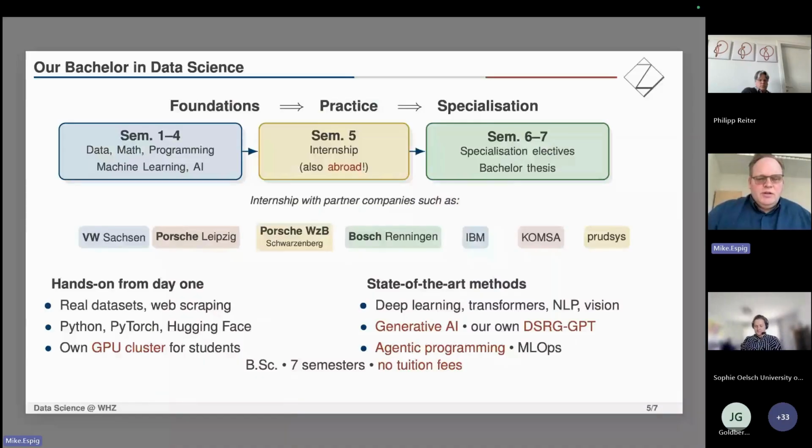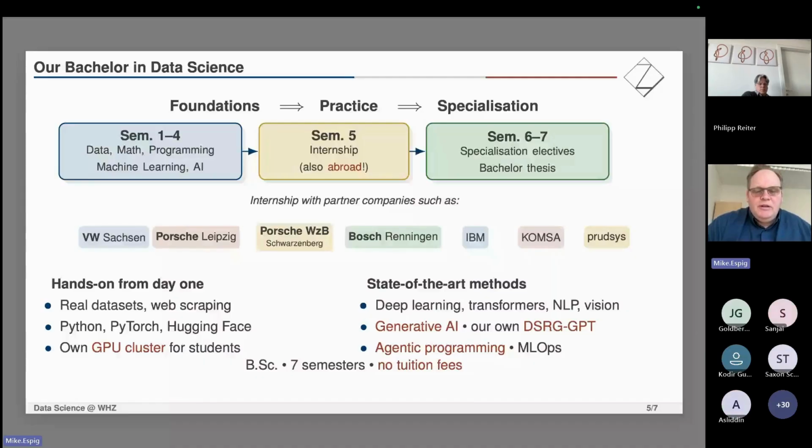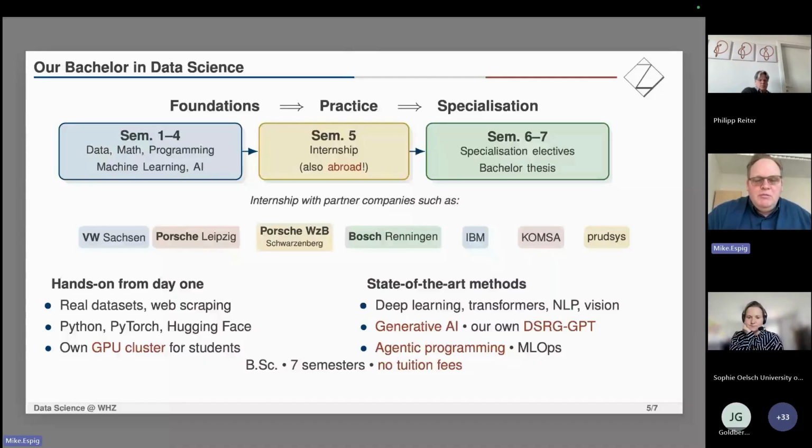Let's talk about how we teach data science here in Zwickau. Our study is separated into 3 parts. From the 1st to the 4th semester, the foundation is established. From the very first day, you work with real-life data. You learn programming, mathematics, and the basics of machine learning and artificial intelligence.